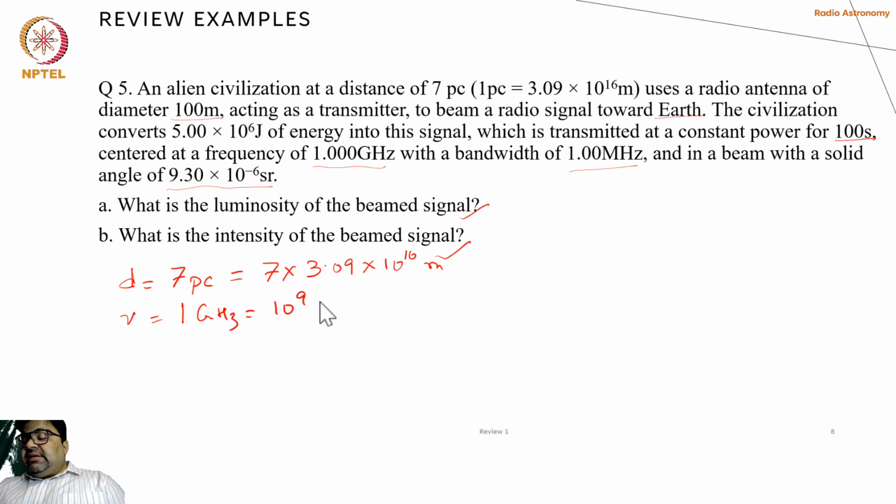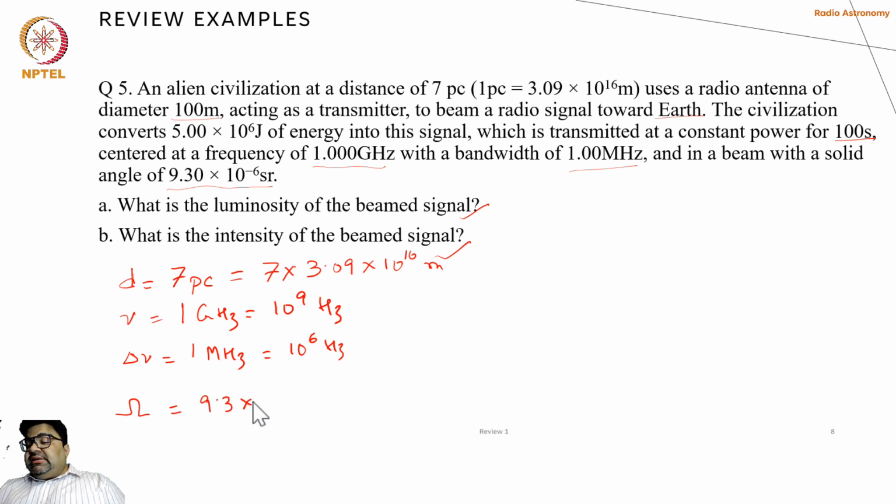So 10 to the power 9 hertz, and delta nu, or the bandwidth, is given by 1 megahertz or 10 to the power 6 hertz. And the beam solid angle is given by omega equals 9.3 times 10 to the power minus 16 steradian. Given those, we need to calculate the luminosity and the intensity.